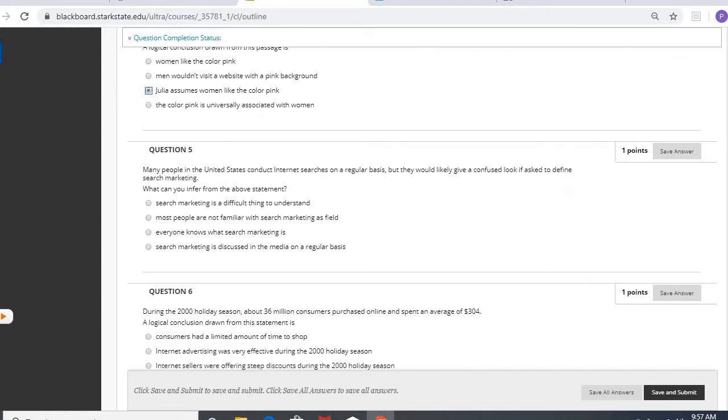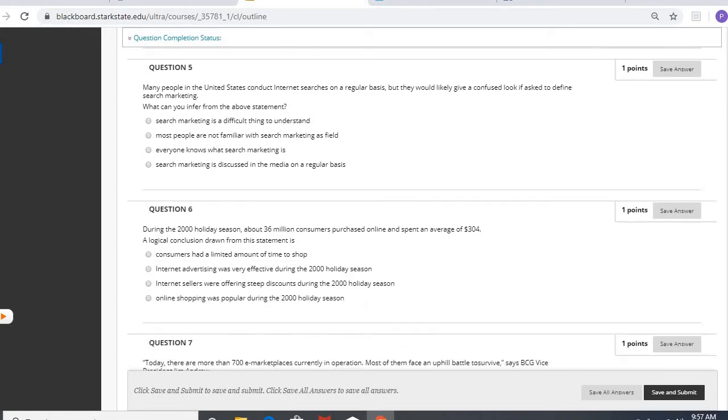Question 5. Many people in the United States conduct internet searches on a regular basis, but they would likely give a confused look if asked to define search marketing.